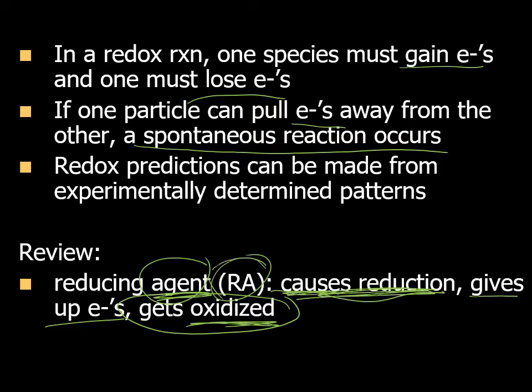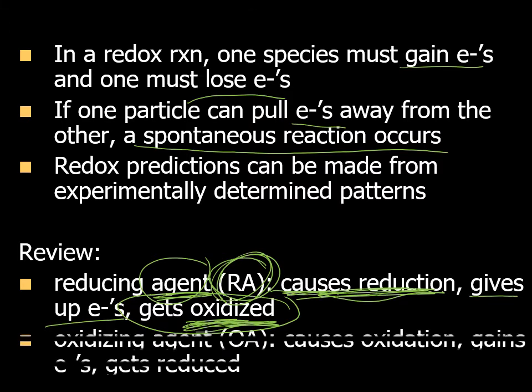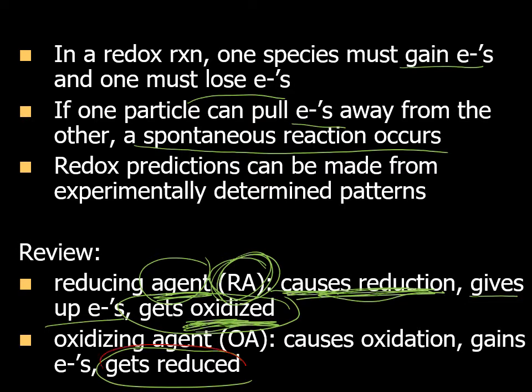When a reducing agent goes through the process, the process that it itself is going through is being oxidized. Oxidation is loss of electrons. It causes something else to gain electrons. And vice versa, an oxidizing agent is something that gets reduced. So reduction is the gain of electrons. So if it itself is gaining electrons, that means it must be causing something else to lose electrons.